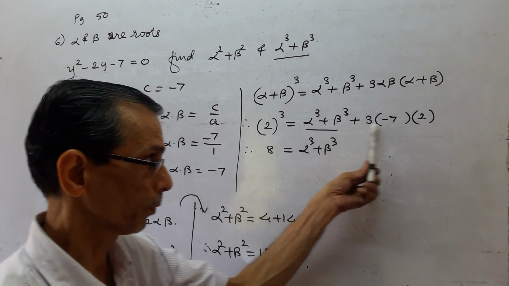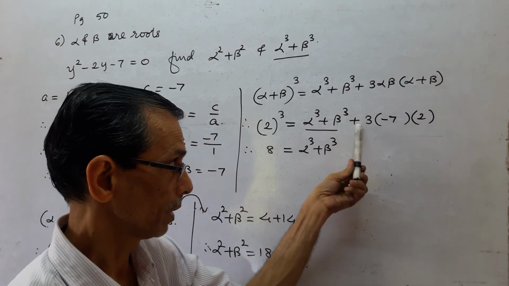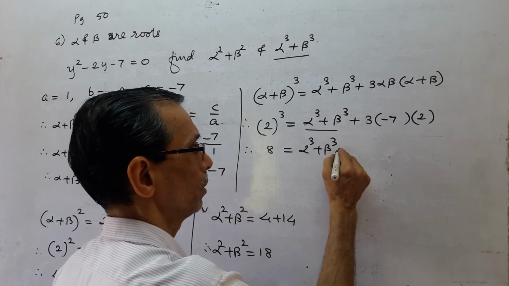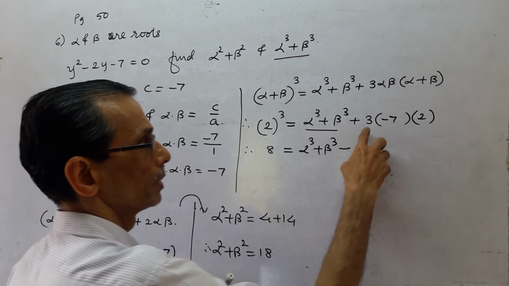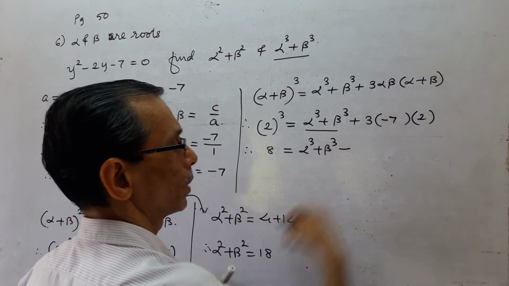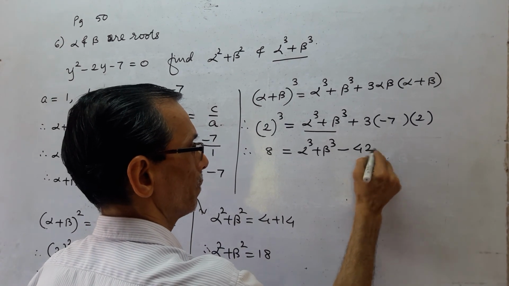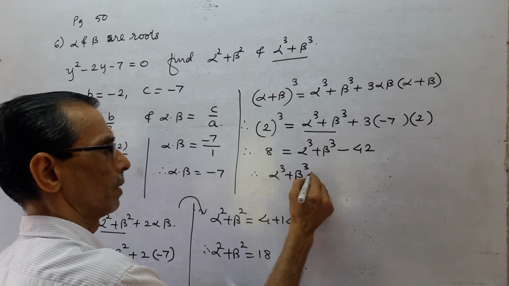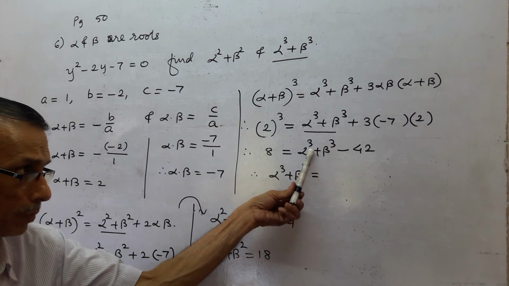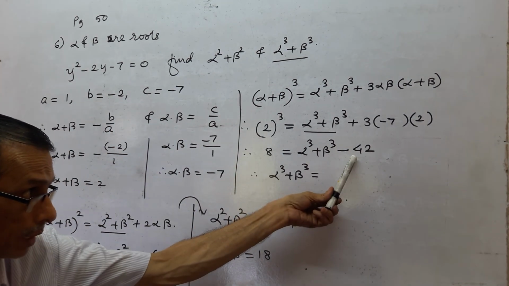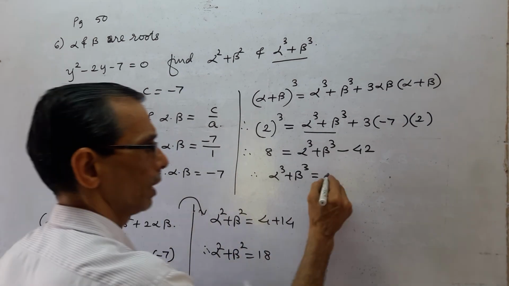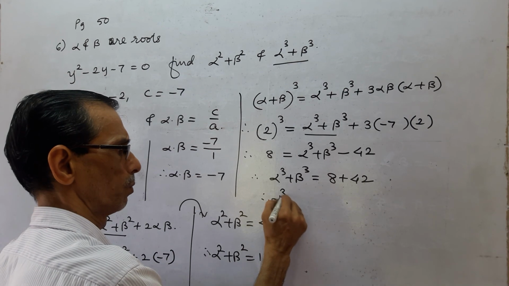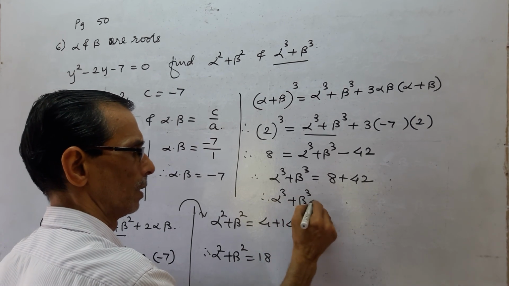Actually, here we have to take the product of these three numbers. But 3 is positive and 7 is negative, so only one negative is there, and therefore positive into negative is negative. 7 threes are 21, and 21 twos are 42. And therefore 8 plus alpha cube plus beta cube minus 42 is equal to 0. The 42 is negative, so it will become positive on this side. So 8 plus 42, and therefore alpha cube plus beta cube is equal to 50.